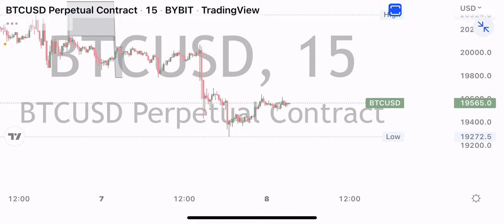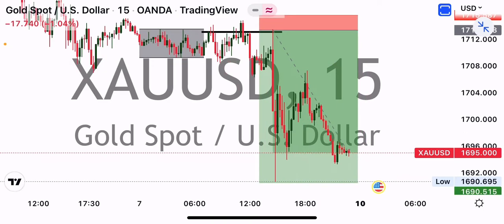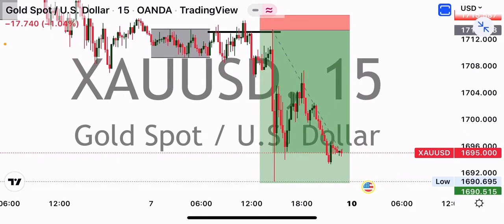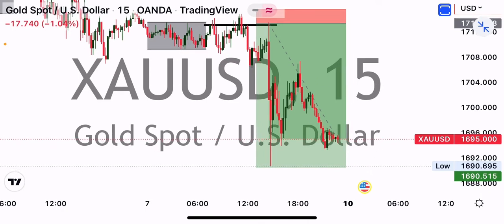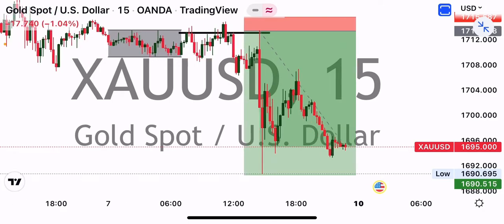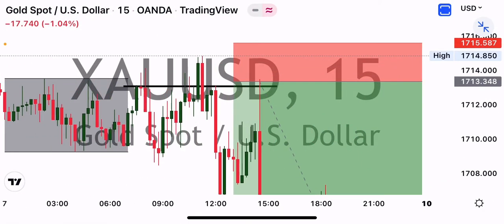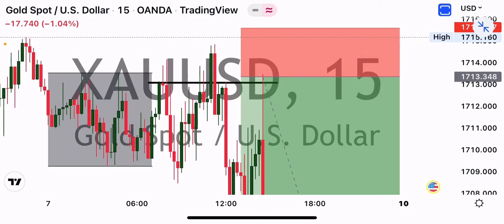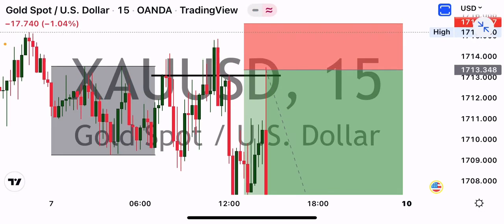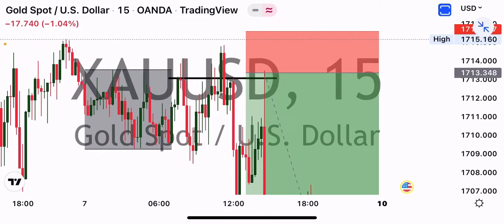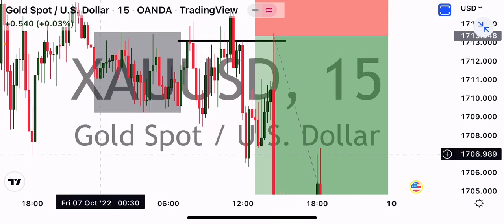Going into the full screen mode, you can see right here gold gave us also a nice pattern. This was a nice beautiful pattern, which was an accumulation zone, followed by a nice head and shoulder pattern. You can see there's our left shoulder, there's our head, and then our right shoulder. Left, right, doesn't matter.